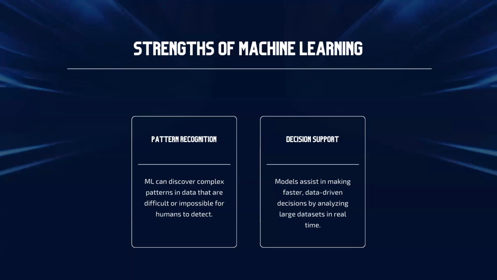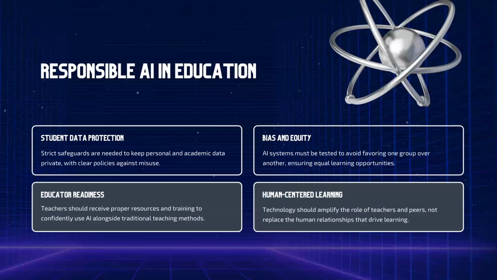And then let's go to the next one. Okay. Responsible AI education. With great power comes great responsibility. As AI enters classrooms, we need to think about ethics. Student data protection: personal data must be kept secure. Bias and equity: ensure AI doesn't favor or disadvantage any group. Educator readiness: teachers should get training to use AI effectively. Human-centered learning: technology should empower, not replace, the relationship that makes learning meaningful.